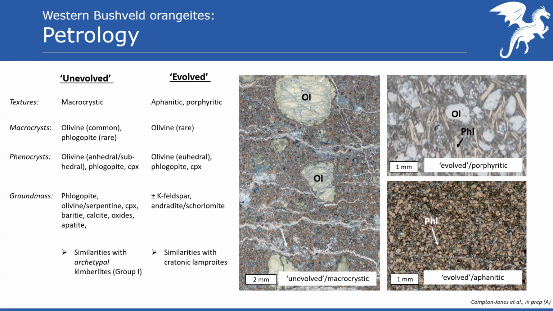The two photos on the right-hand side are two more evolved members, and they range in their textures between porphyritic, where we have these euhedral olivine phenocrysts, and aphanitic samples, which are completely devoid of olivine and are just composed of phlogopite, clinopyroxene, and apatite, essentially.